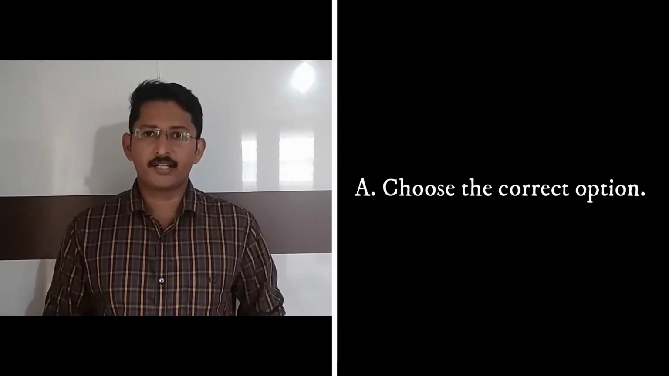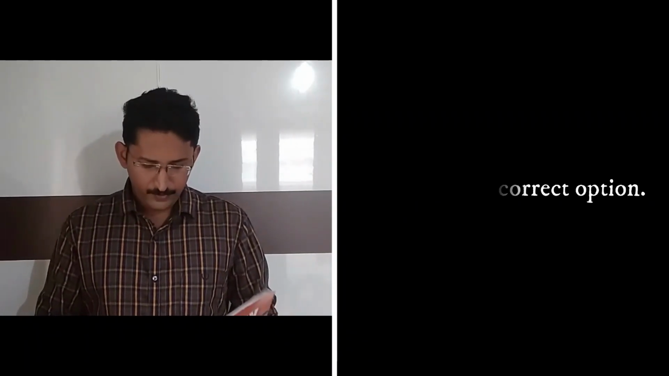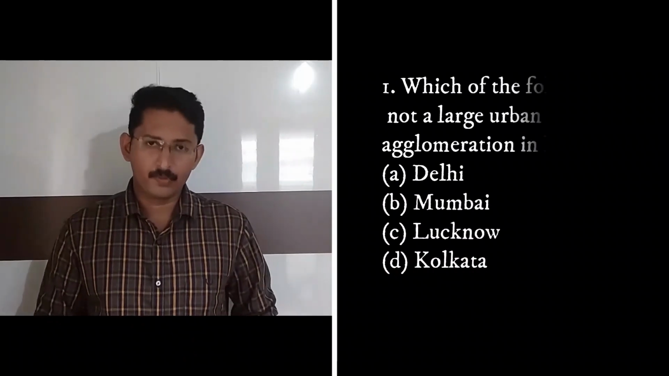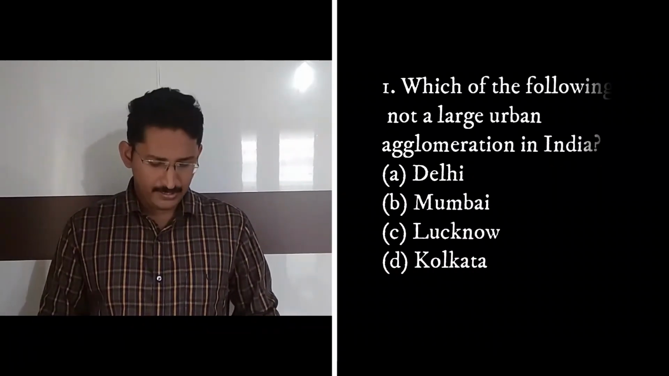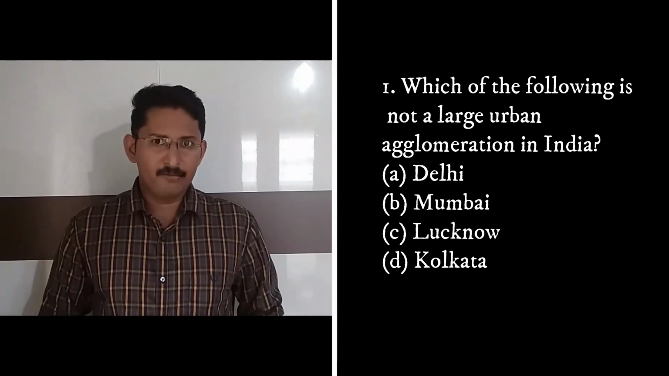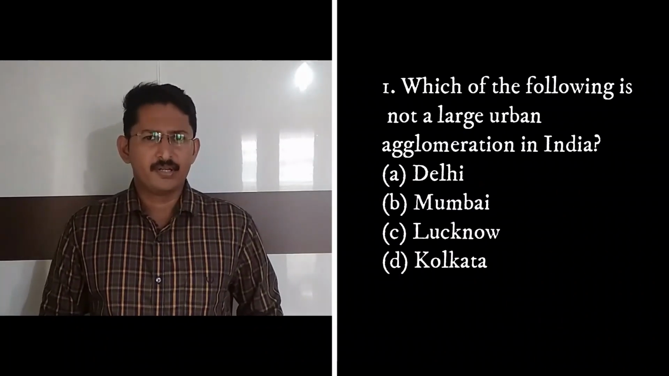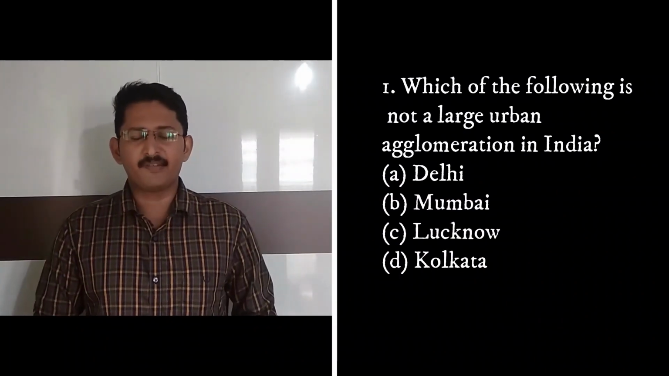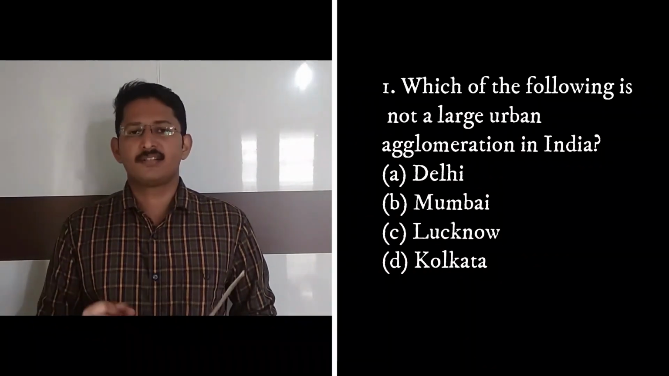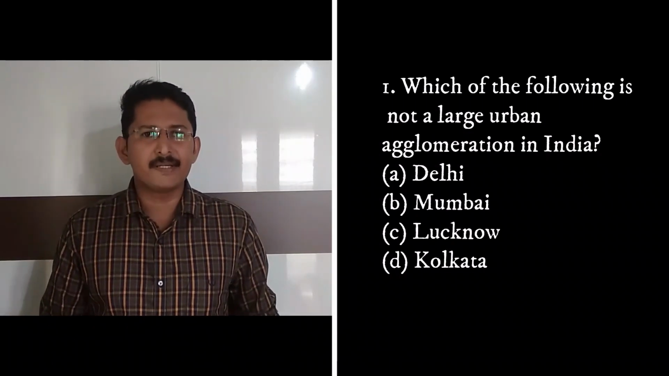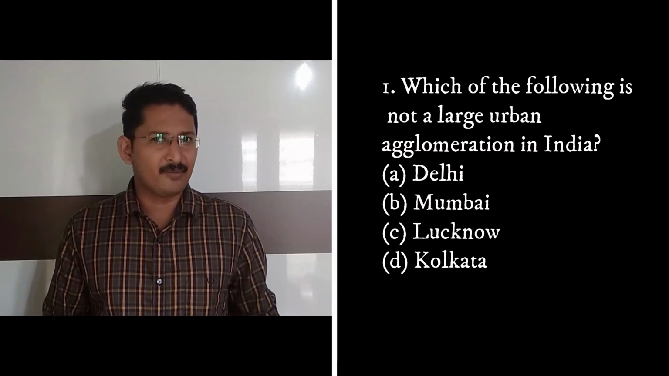First one, section A, choose the correct option. First question, which of the following is not a large urban agglomeration in India? So we have four options: Delhi, Mumbai, Lucknow, and finally Kolkata. All these urban regions are there in India, but which is not a large urban agglomeration? In order to answer this question, we need to know what is urban agglomeration.